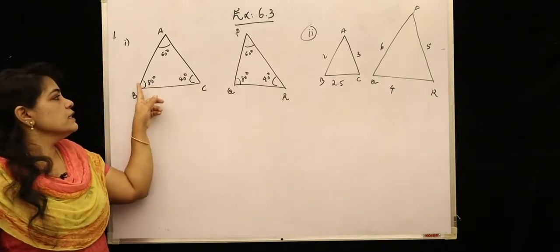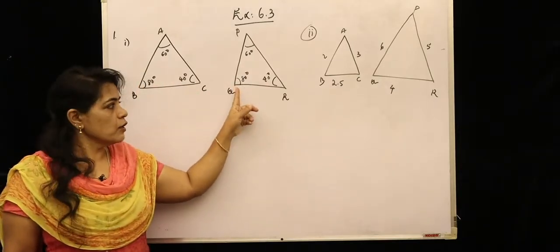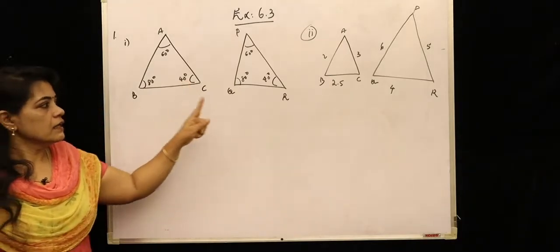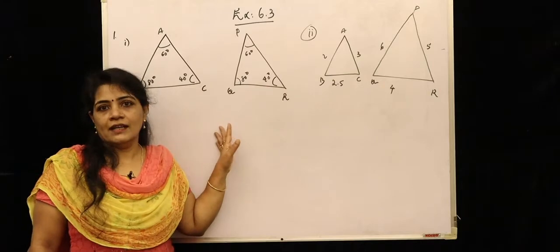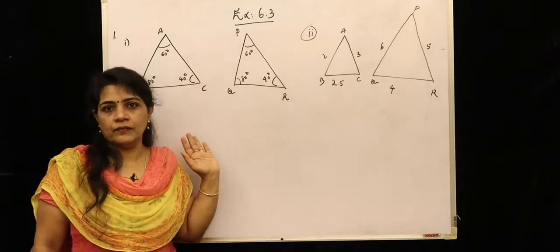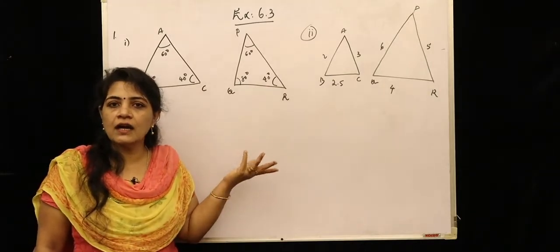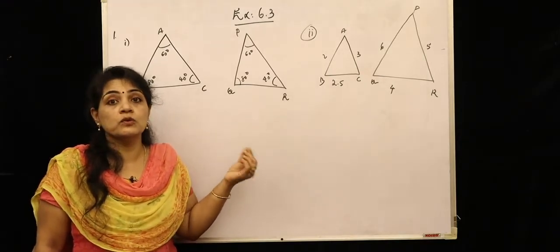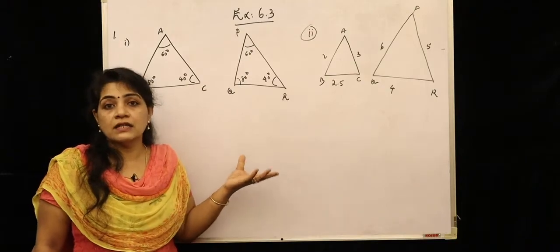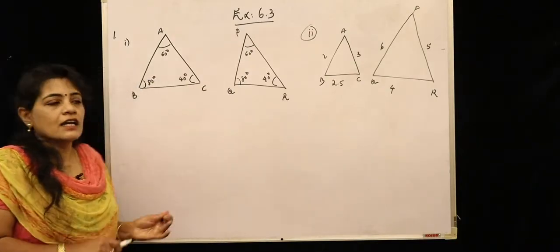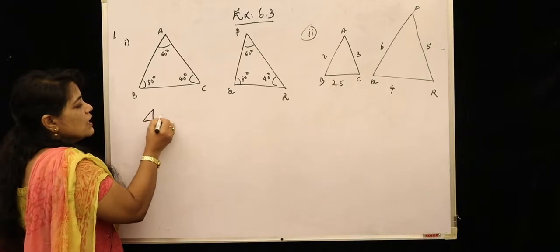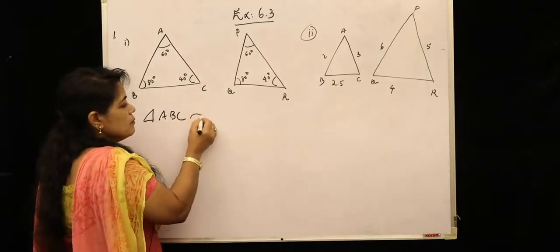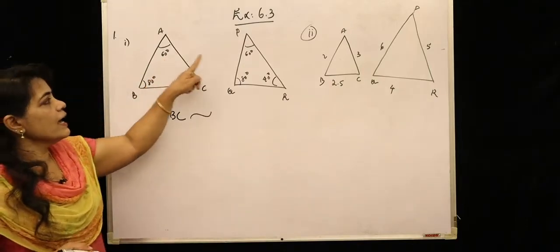Angle B is 80, you can also see 80 degrees for angle Q, and angle C of the first triangle is 40, and here the third angle, angle R, is 40 degrees, which means these two triangles are similar under the AAA criterion, which we used for answering. That is also asked, that is the AAA criterion. That means I am going to fix the first triangle, and the similarity symbol. So here angle A and angle P.